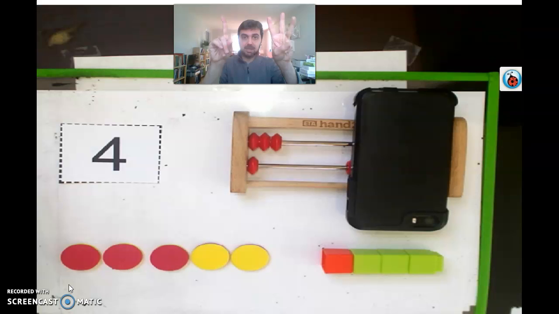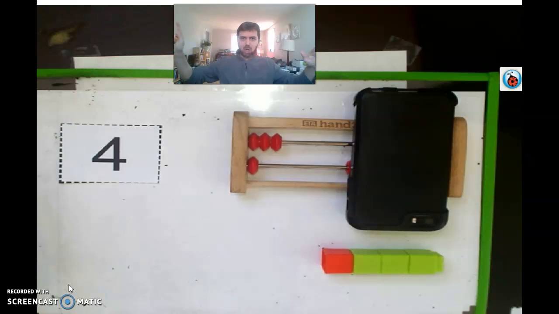Now let's look at the cubes. We have 1, 2, 3, 4. 1 orange and 3 green make 4 cubes. Okay? So, looks like the counters are the imposter. Let's get rid of those and eliminate them. Ta-cha! All right. Pretty fun, right?